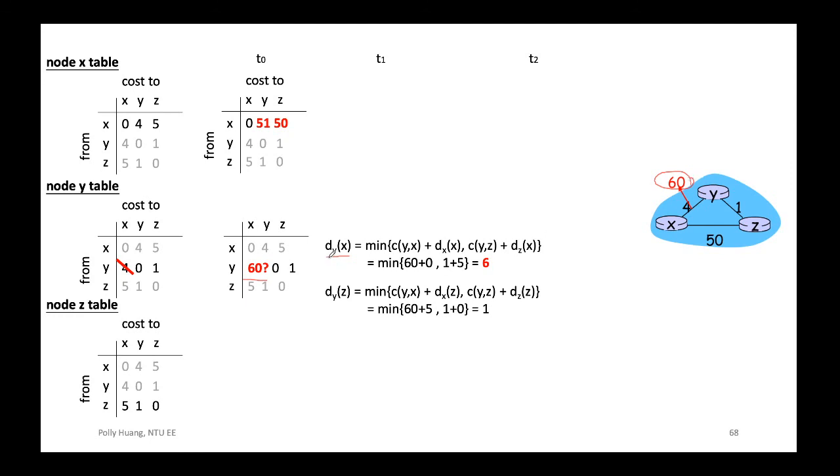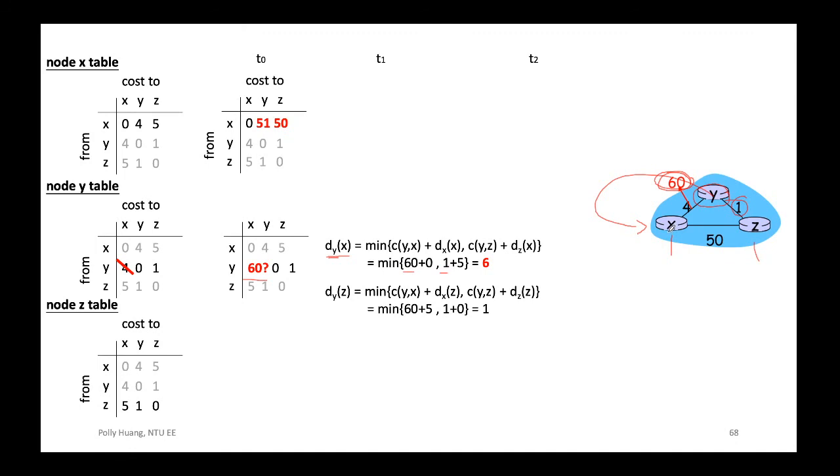So dyx, source being y, destination being x. Going through two neighbors, x and z. Link cost yx is 60. Link cost yz is 1. So we have 60 here and 1 here.